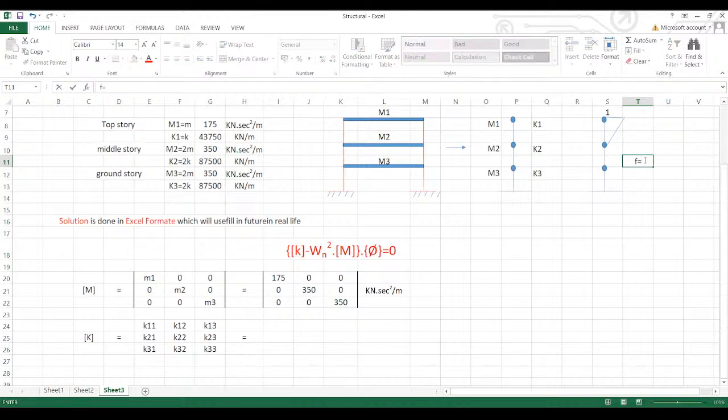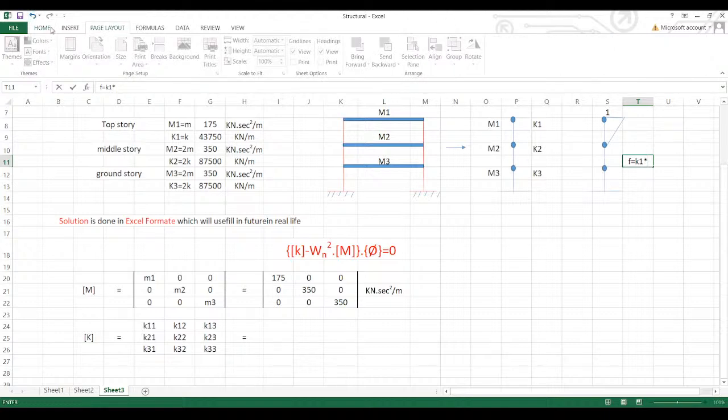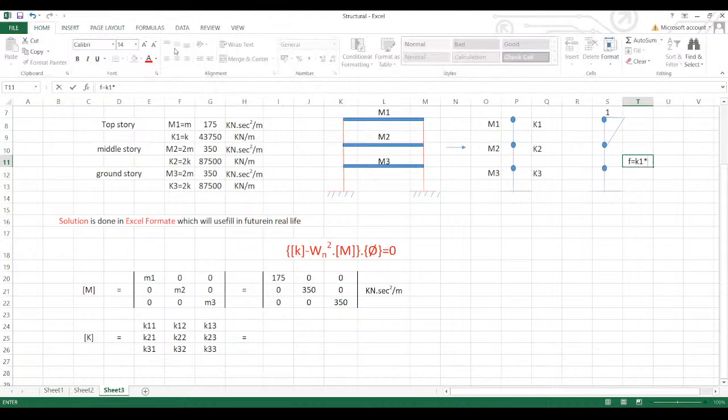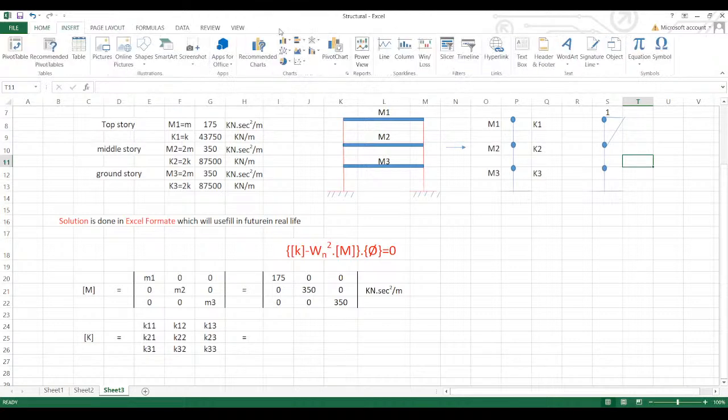F is equal to K1 times del. Where is del? Okay, wait, escape. We have to insert the equation symbol. Take our time finding del. Okay, leave them.